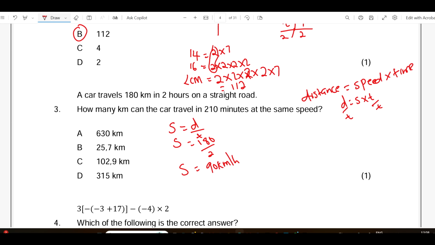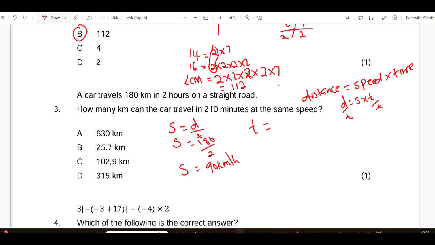So now we need to look for time again, because the question says how many kilometers. So we have speed. Now we need what? We need to look for time. T is going to be... how many kilometers can the car travel in 210 minutes?